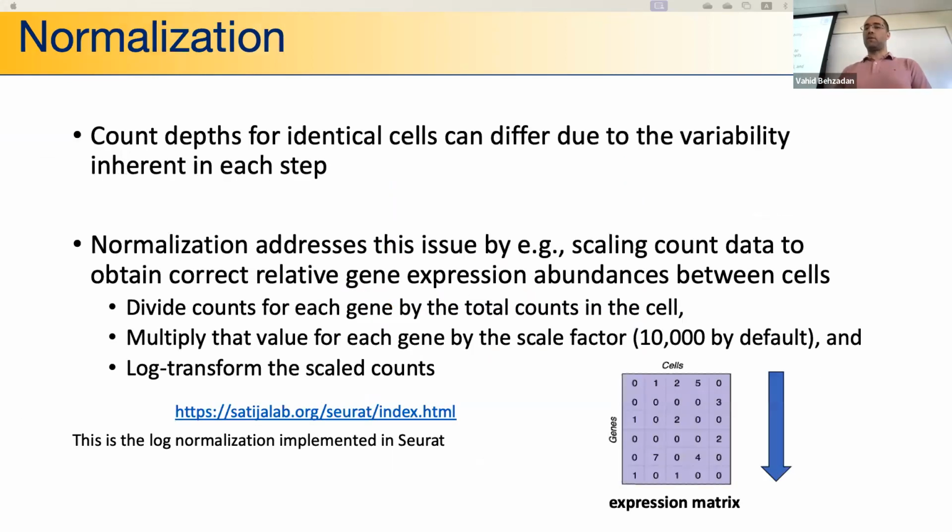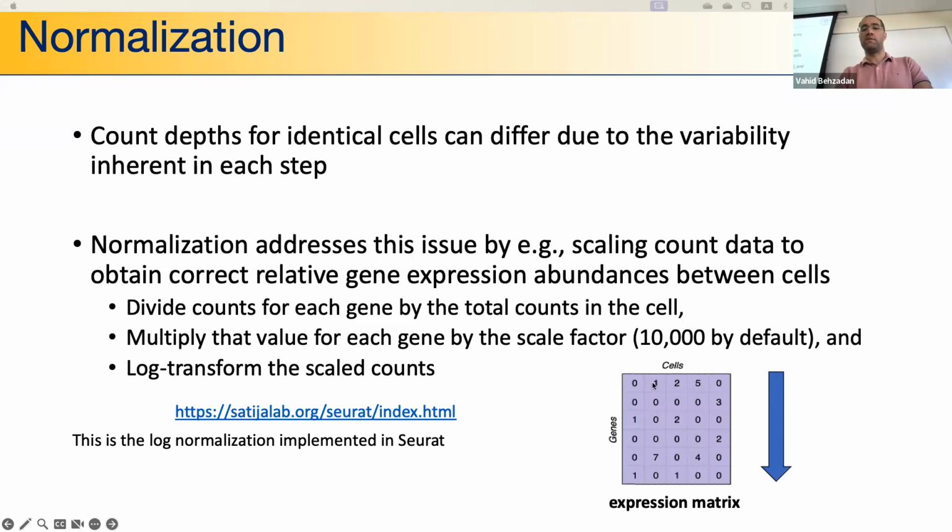So after you remove and filter out the bad cells, you need to do normalization. And that's because even for identical cells, you can get different numbers due to the variability inherent in each step. As I said, we do many steps, and sometimes you end up with different numbers for the same identical cells. So basically, in normalization, you remember this matrix, we work on each column.